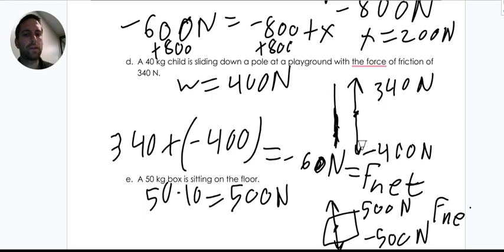F net equals 0. And we have no horizontal component either. It's only vertical, up and down. Horizontal, vertical.